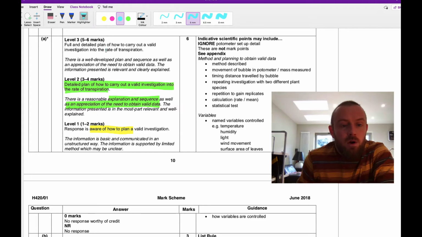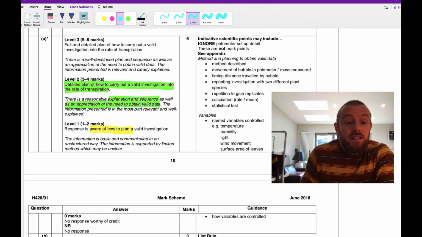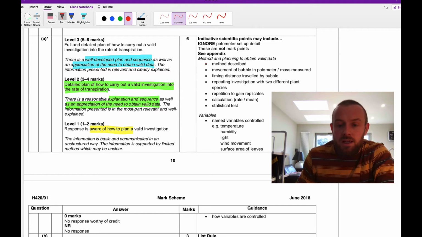For the 5 to 6 mark answer, there needs to be a well-developed plan and sequence of what to do, and sort of a clear appreciation of the need to obtain valid data. In terms of the actual sort of points that it's looking for, we need to have a method, the movement of bubble moving along. We could have also done a mass potometer, so that's another way, measuring the mass loss of water, timing the distance traveled by a bubble, repeating the investigation, repetition to gain replicates, and then calculation of the mean. We could even talk about a statistical test. That's an actually good one.